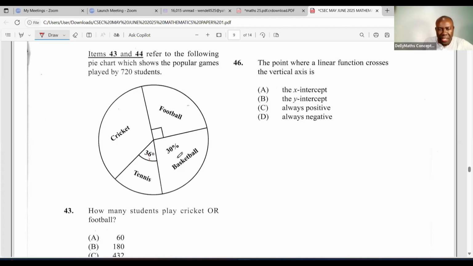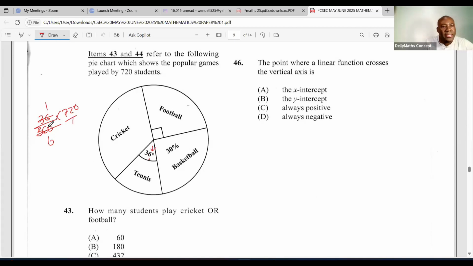So we have 720 students. We could find these and subtract from the 720. They said cricket or football, so we're going for that. We could do it a number of ways. What I'm going to do is find 36 over 360 times this. It's going to give me those that are in tennis. You can see 36 is a nice number that works with 360 because they have degrees here.